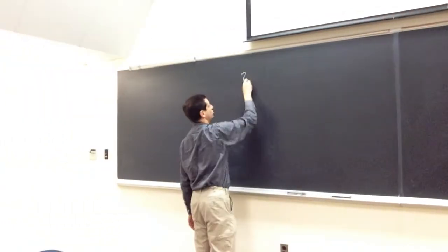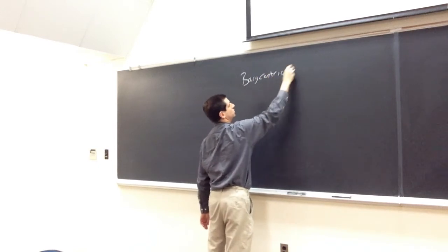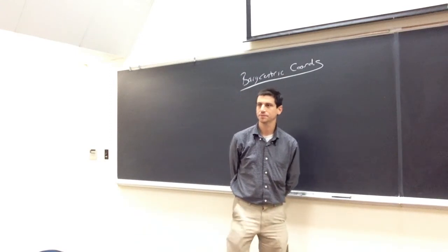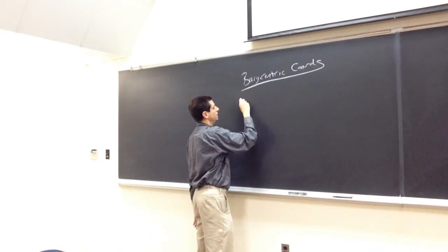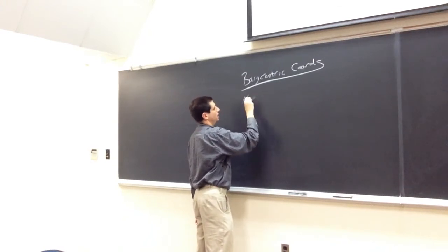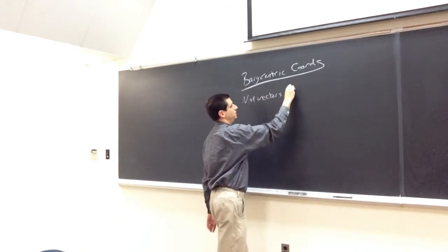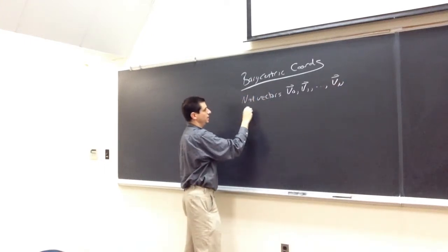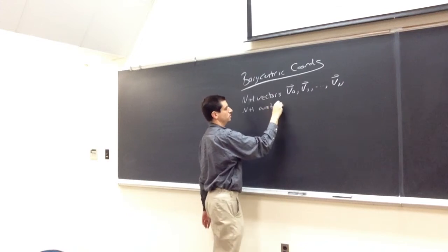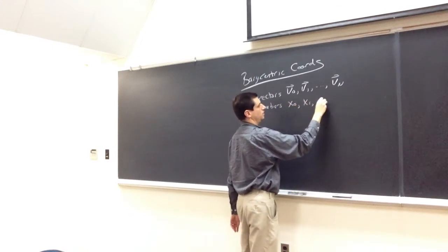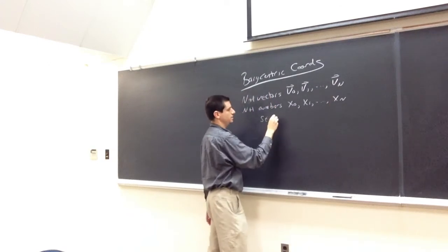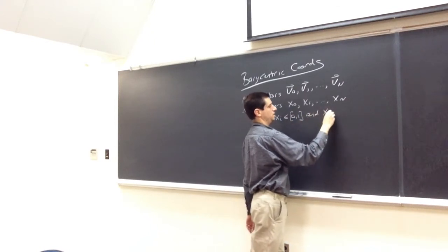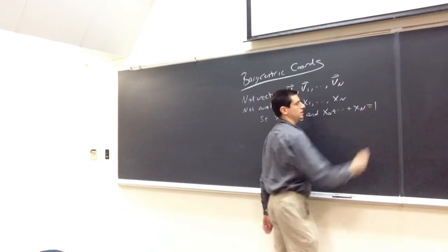All right, so we're going to start with what's called barycentric coordinates. Has anyone seen anything like this in a physics class? So we have n plus 1 vectors, v0, v1, dot dot dot, vn. We have n plus 1 numbers, x0, x1, up to xn, such that each xi is in the interval [0, 1], and x0 plus ... plus xn equals 1.